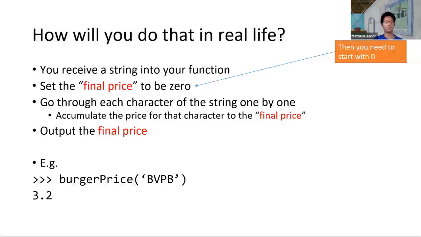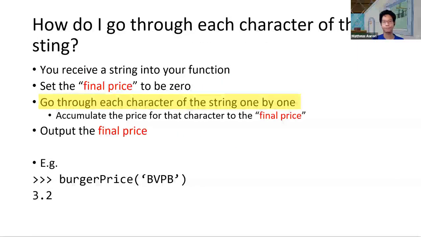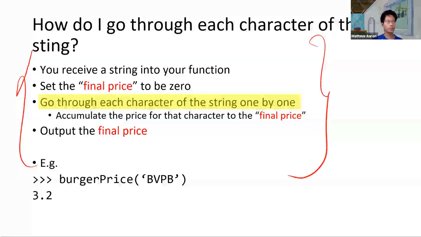So the variable, you need to start with zero. It's unfair if you started with another value. Whenever you want to accumulate, you just sum it up, and you need a variable to store it. Coming up with these kinds of statements is actually pretty important, because this is the backbone of your code. For those of you who feel you are not so good in coding, this is the first step you perhaps want to do when you start coding. It's not starting to type, but starting to come up with these lines of instructions.